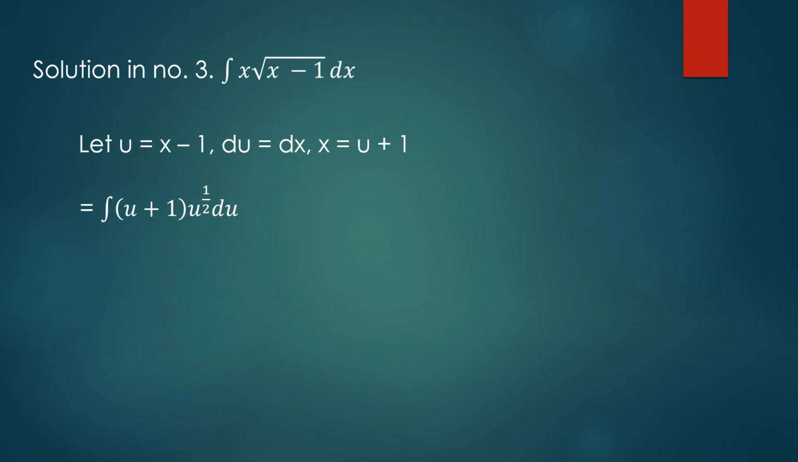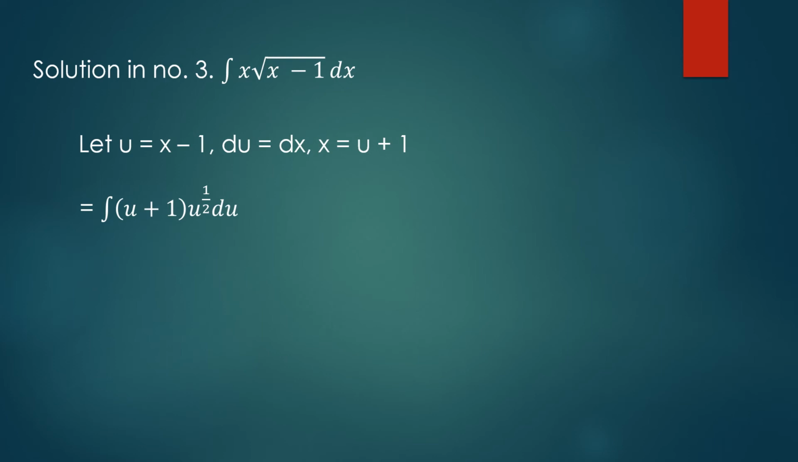Where did we get 1 half? Remember the square root or the radical symbol, the square root is 1 half, no? That is the equivalent. So we use rational exponent. So we have u to the power of 1 half du. Next to that, we will have to use multiplication using distributive property. So we have u to the power of 1 half times u.